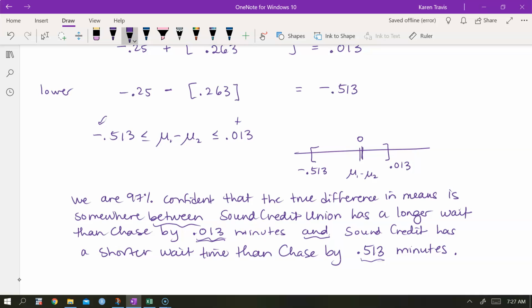But since 0 is in the middle, that also means they could be the same. All we know is it's somewhere in this range with 97% confidence.